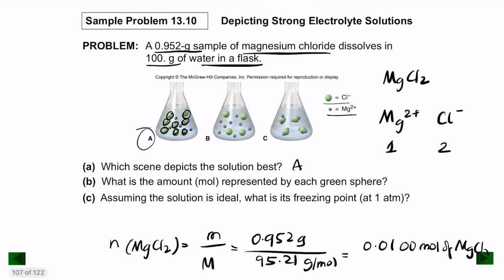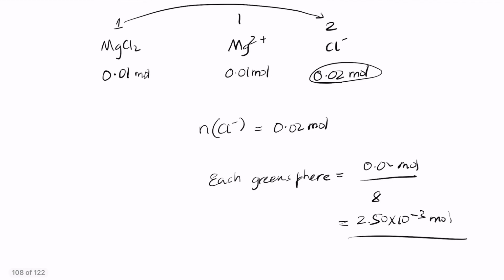Next, finally, they are asking us, assuming the solution is real, what is the freezing point at 1 atmosphere? So how would you calculate the freezing point? For that, we need the molality first.